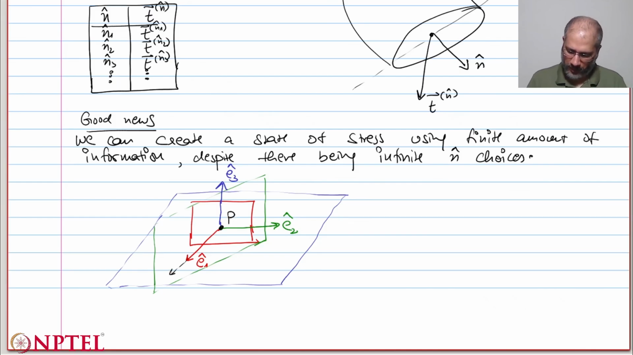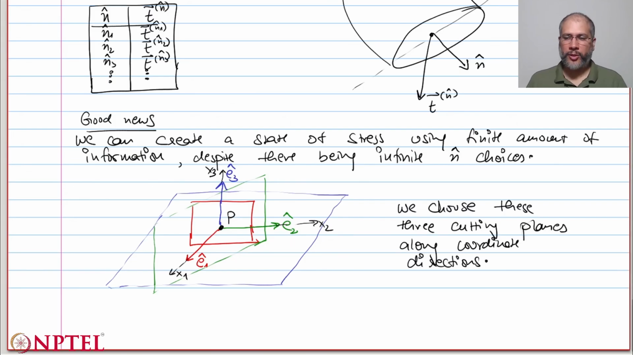So I'll also write the x1, x2 and x3 directions like this. These red, green and blue planes are actually cutting planes through the point P. So we decide to slice or imaginarily cut the body using these three planes, and we'll try to link the traction vectors that we get on these three mutually perpendicular planes to the traction vector on an arbitrary n hat plane. So P, x1, x2, x3 is our coordinate axis.